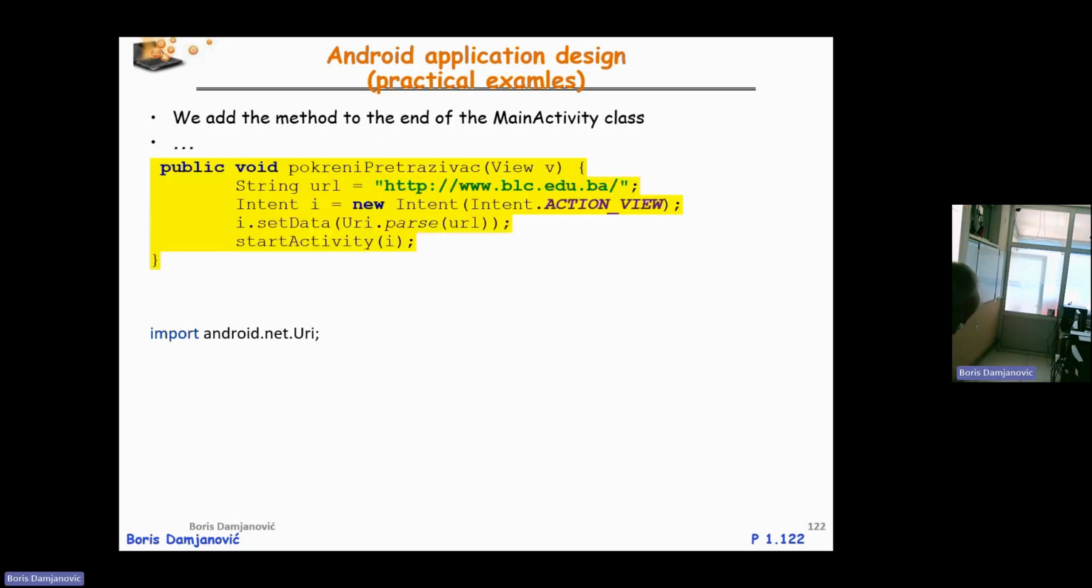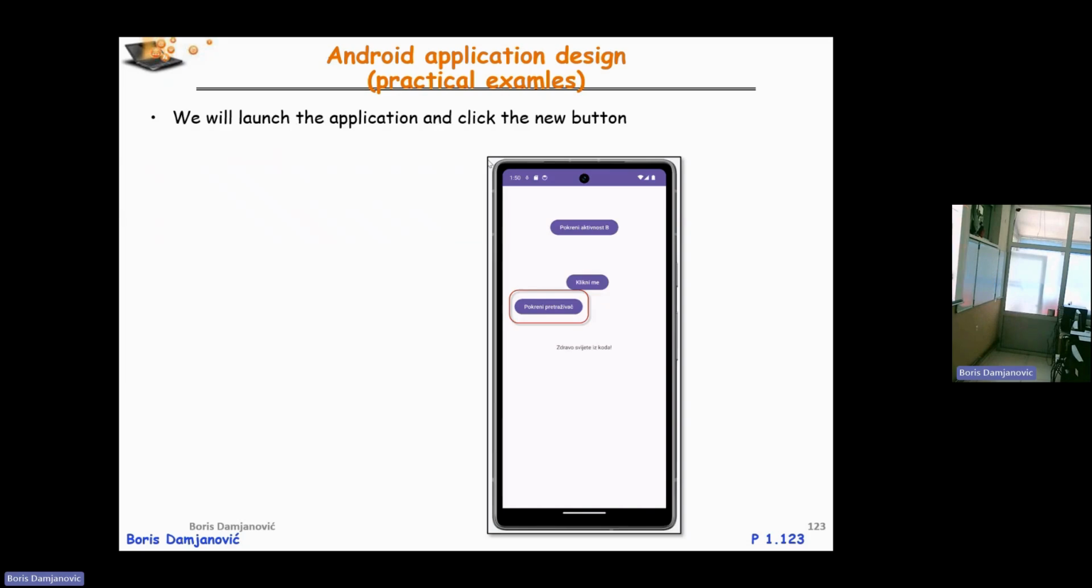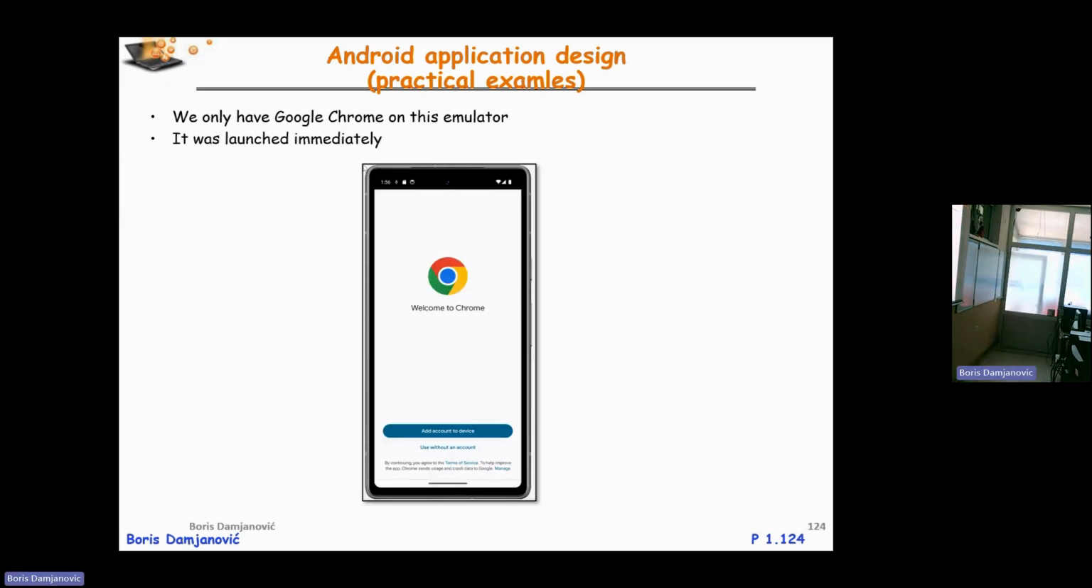And I will just go back to explain the code a bit. So for intent, we will use intent action view. Action view will look at what data we sent to it, and because we set the data to a URI, it will start an activity that will try to open the address, and after that, because we are browsing the internet, we will get this result.